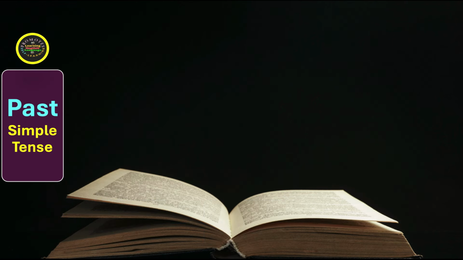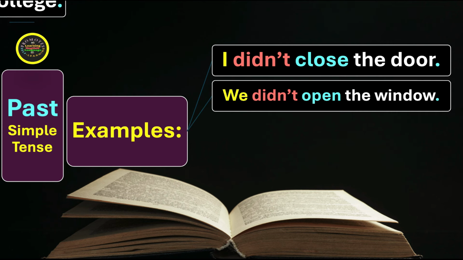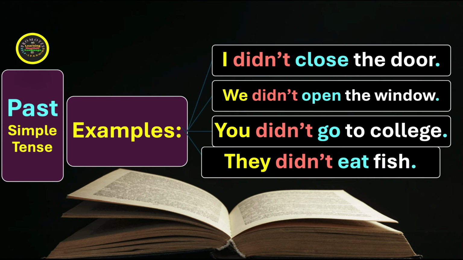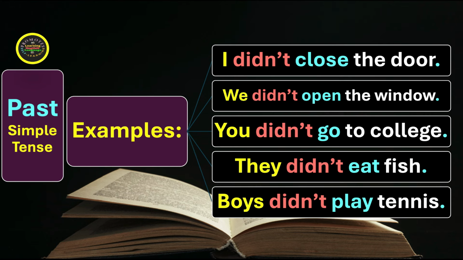We continue to move to the examples of negative sentences. I didn't close the door. We didn't open the window. You didn't go to college. They didn't eat fish. Boys didn't play tennis. We move on to the next step.